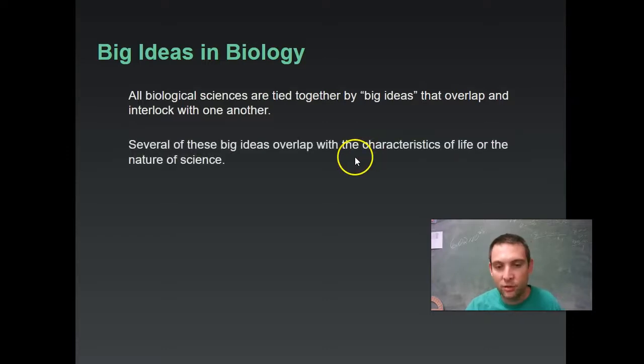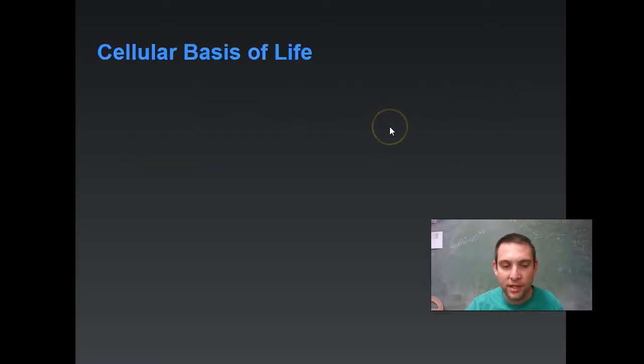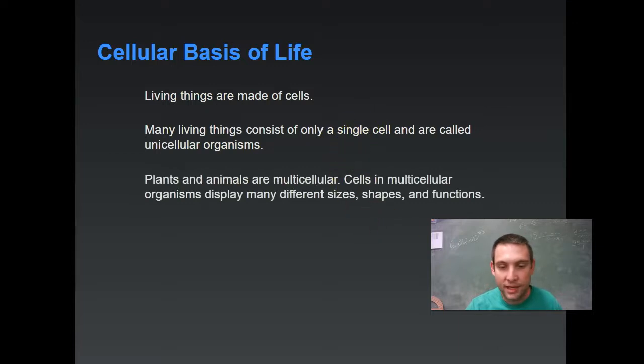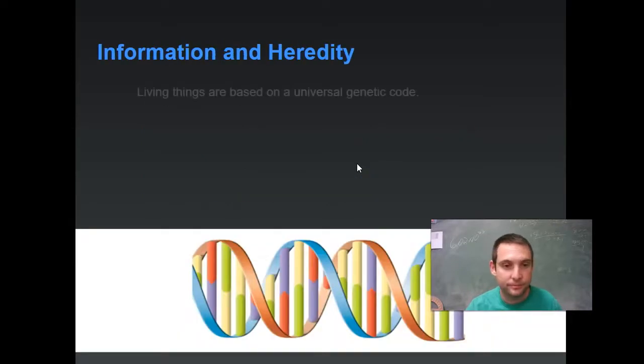Several of these big ideas overlap with the characteristics of life or the nature of science. Living things are made up of cells. Many living things consist of only a single cell and are called unicellular organisms. Plants and animals are multicellular. Cells in multicellular organisms display many different sizes, shapes, and functions.